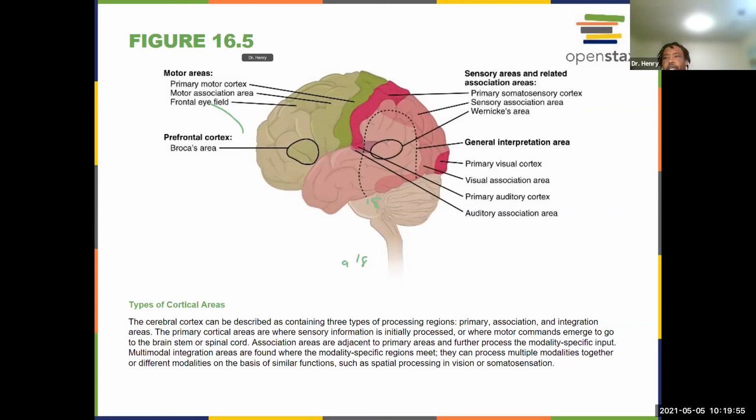And then we have what we call integration. Integration regions are multimodal regions. They use aspects of the primary and also of the association regions, so they're able to do multiple modalities, meaning multiple functions in that region. Okay. And so again, the cerebral cortex is organized in that fashion, with those regions and the regions surrounding them that have those roles.